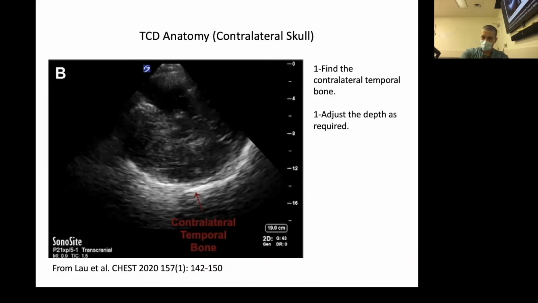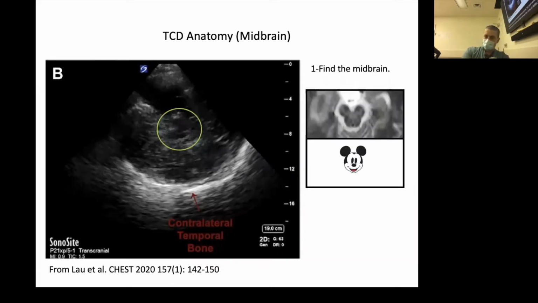Okay, and that's just demonstrated here. Yeah, it looks like Mickey Mouse. It looks more like a demonic Mickey Mouse, not the happy Mickey Mouse.